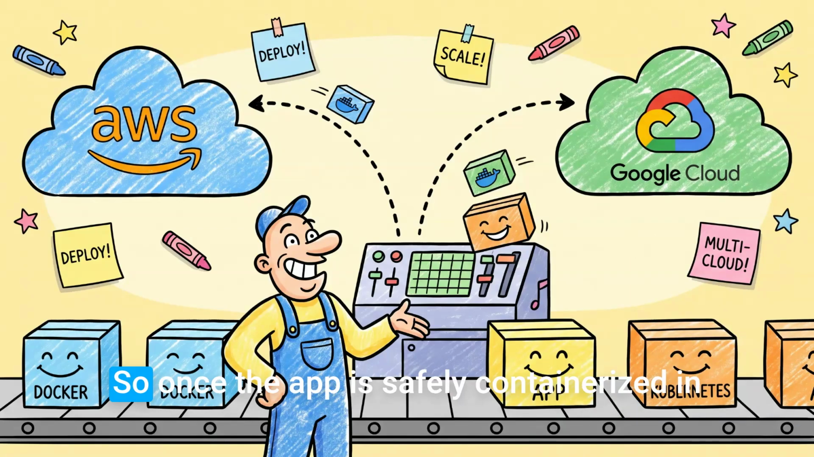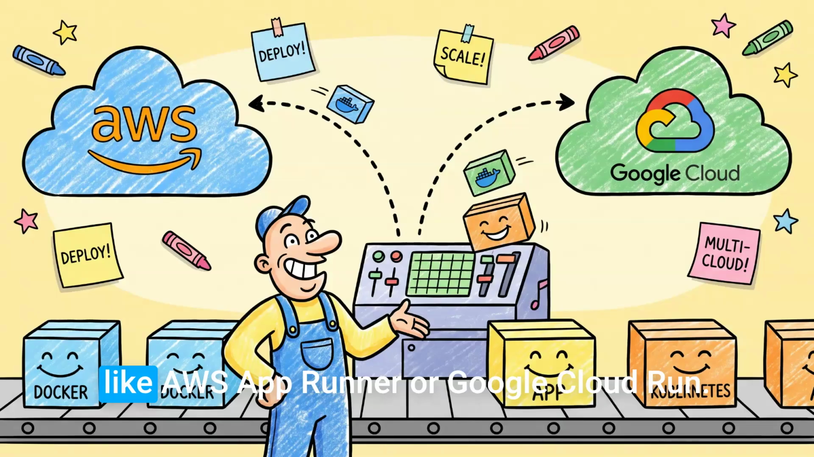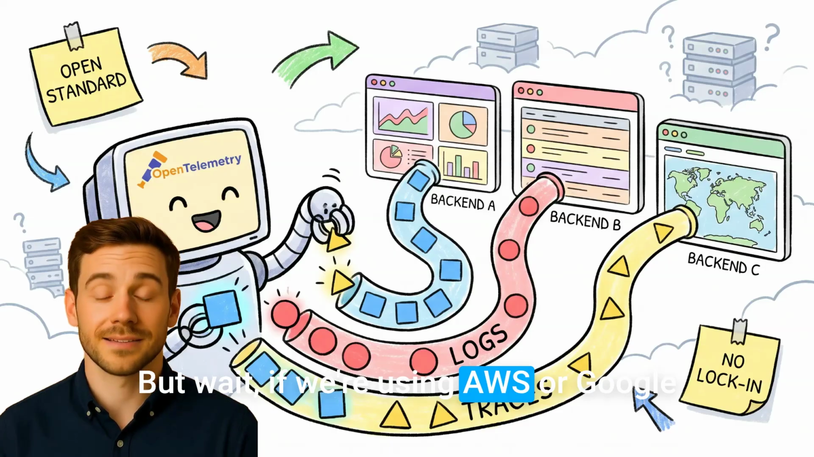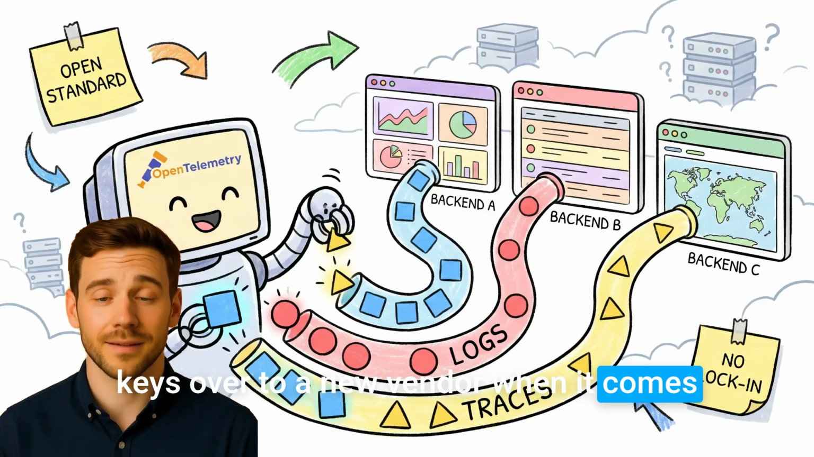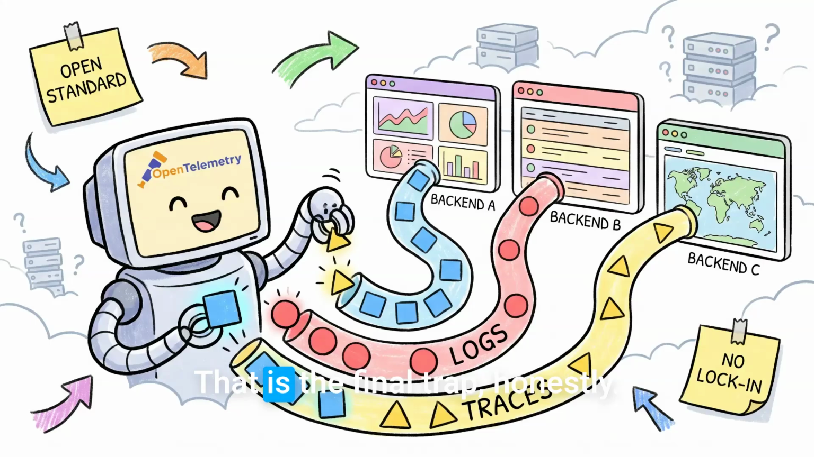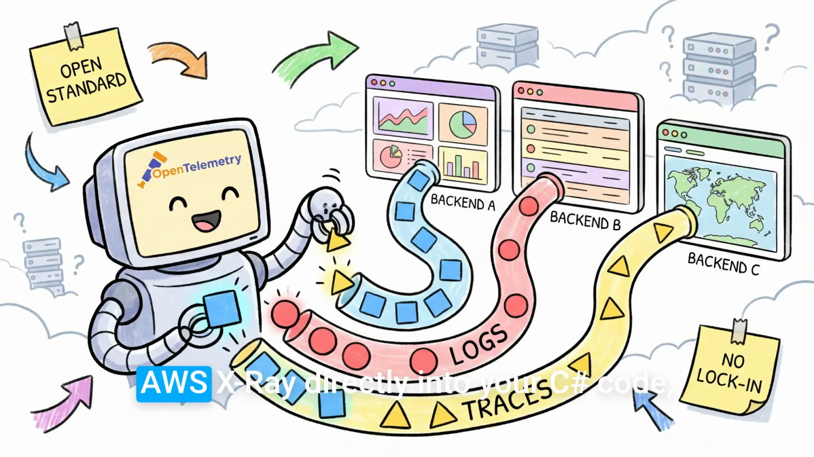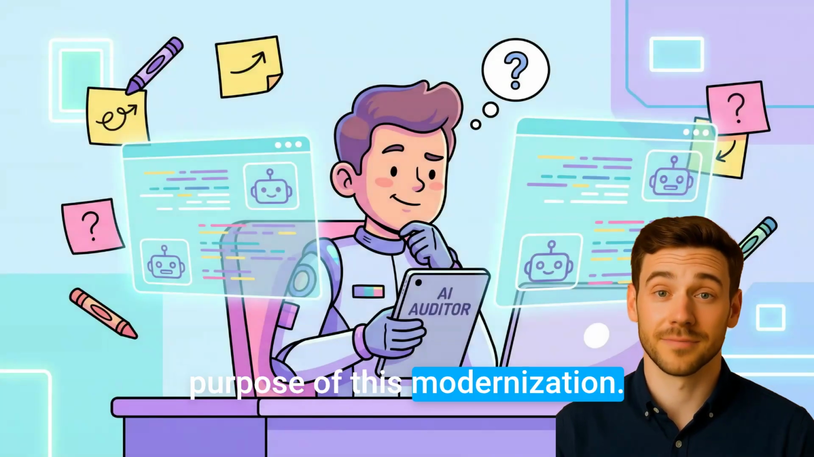Got it. So once the app is safely containerized in Podman, we can deploy it to something like AWS App Runner or Google Cloud Run. But wait, if we're using AWS or Google infrastructure, aren't we just handing the keys over to a new vendor when it comes to monitoring how the app performs? That is the final trap, honestly. If we connect this to the bigger picture, embedding a vendor-specific monitor like AWS X-Ray directly into your C# code, you are locked into their dashboard. Which totally defeats the whole purpose of this modernization.